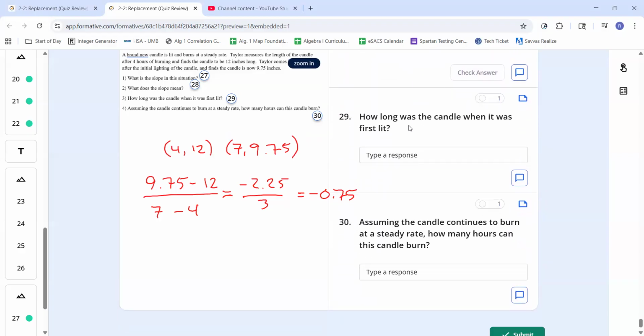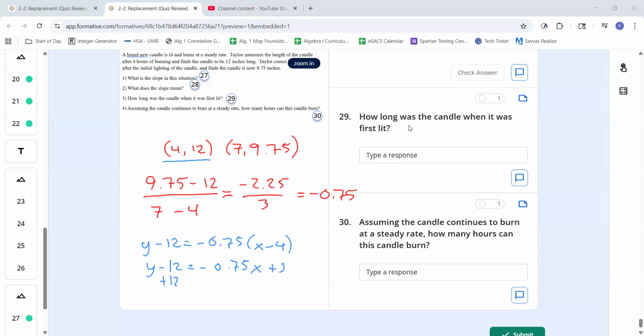How long was the candle when it was first lit? When it was first lit, it hadn't been burning for any hours, so 0 hours. That's the y-intercept. We need to find the y-intercept. On the last one, I did y equals mx plus b. I'm going to do point-slope form on this one, and I'm going to use the easier point of 4, 12. Y value is 12. Slope we said was negative 0.75, and x value is 4. All right, so y minus 12 equals negative 0.75x.